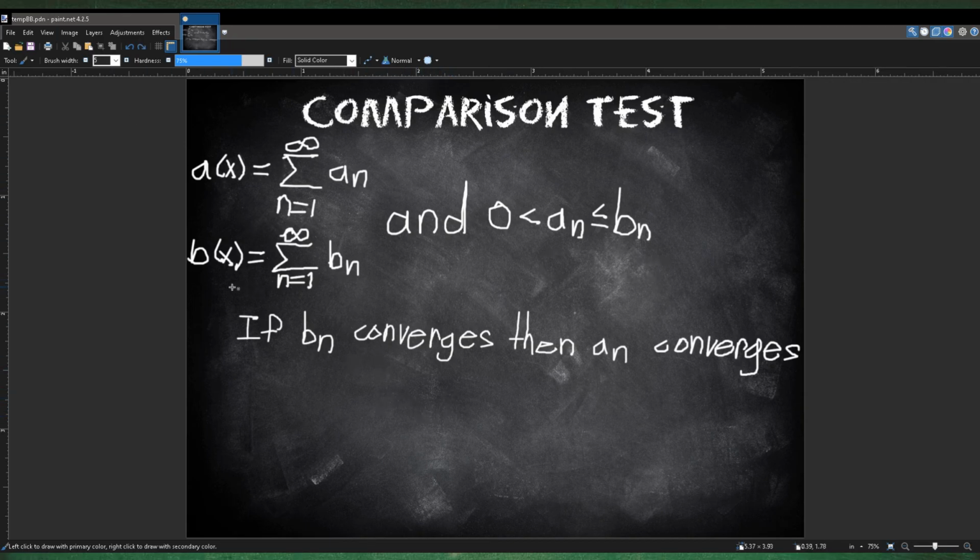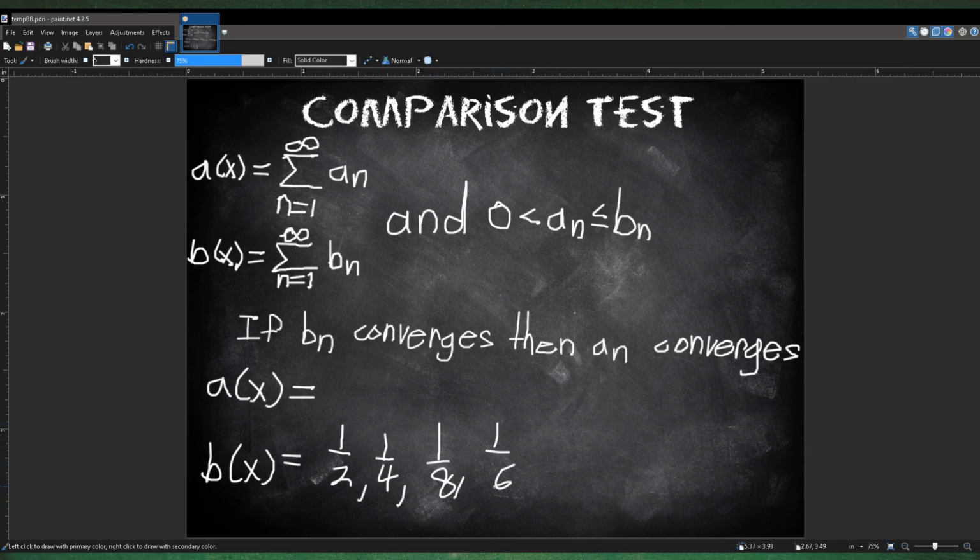So the idea is that, let's say b of x is 1/2, 1/4, 1/8, 1/16, and 1/32. I'm just using a ratio of 1/2, which is just the sum of 1/2 to the power of x, which we proved earlier in the video to have a sum of 1. So we know that this converges.